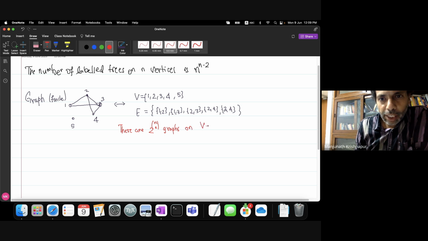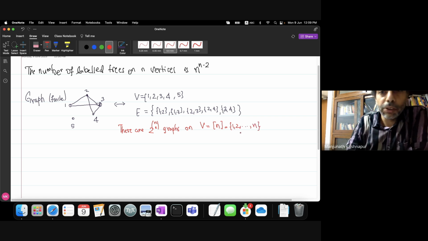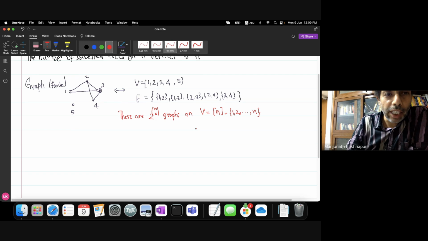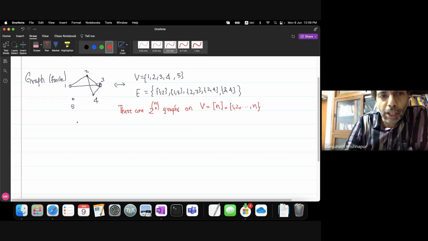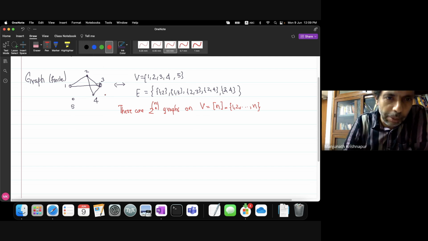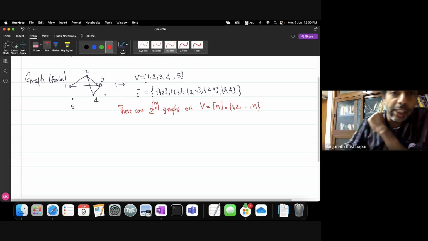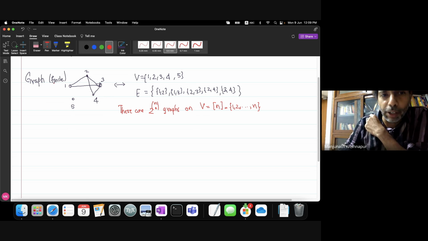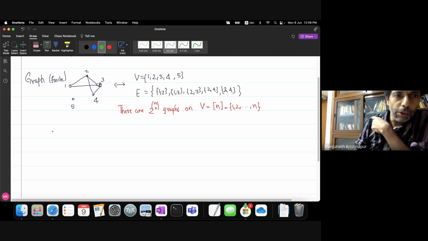On vertex set [n]. When I write the square bracket n, I mean the set 1, 2, 3 up to n. So how many graphs are there with vertex set 1 to n? Here itself, there is an important point. In all counting problems, one has to be clear what we are regarding as same and what we are regarding as different. For example, when I write this 2 to the n choose 2, the following two graphs are actually different.